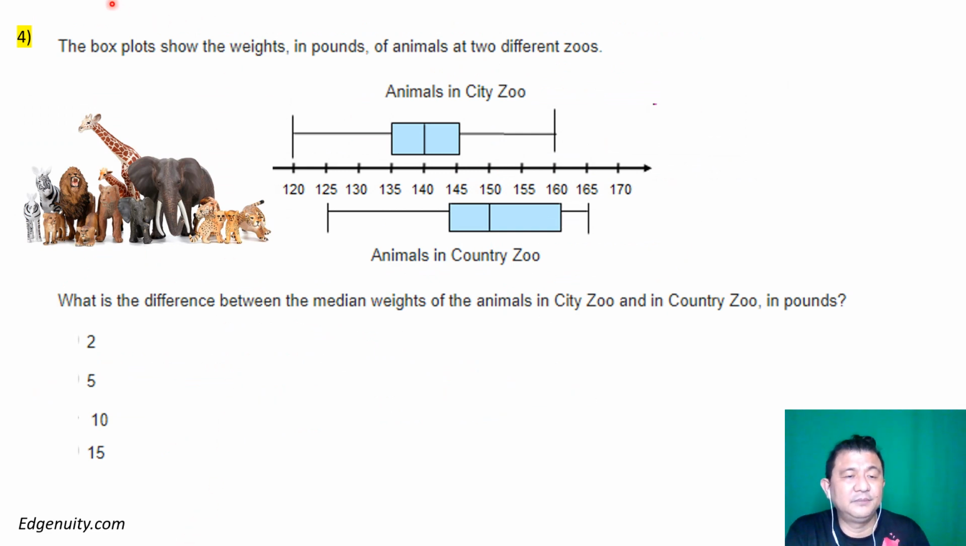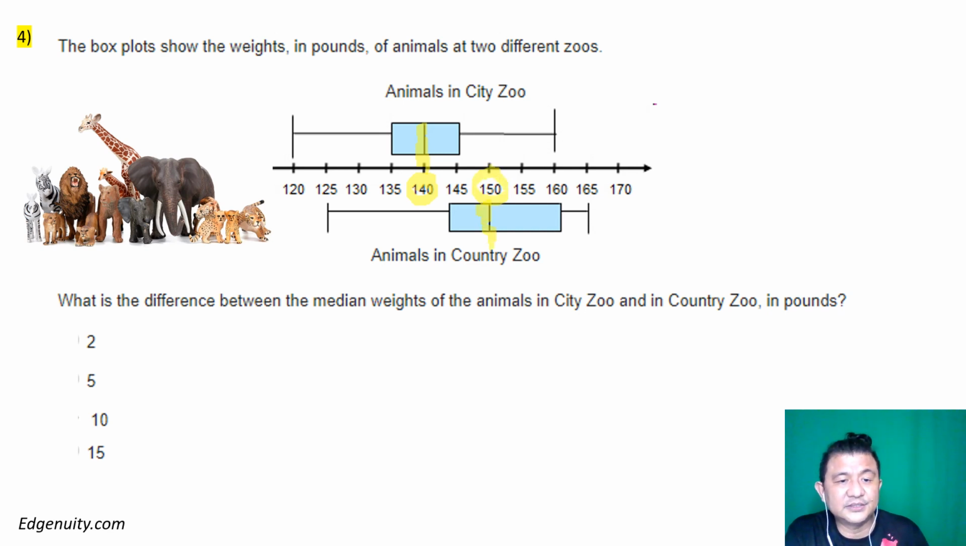Okay, last problem. Let's read this. The box plot shows the weight in pounds of animals in two different zoos. In the city zoo and in the country zoo. All right, these are the animals and these are the weights. What is the difference between the median weights in the city and in the country? Oh, median. Where do I find the median? That's so easy. The median is the middle number inside the box. For you it's 140. For you it's 150.